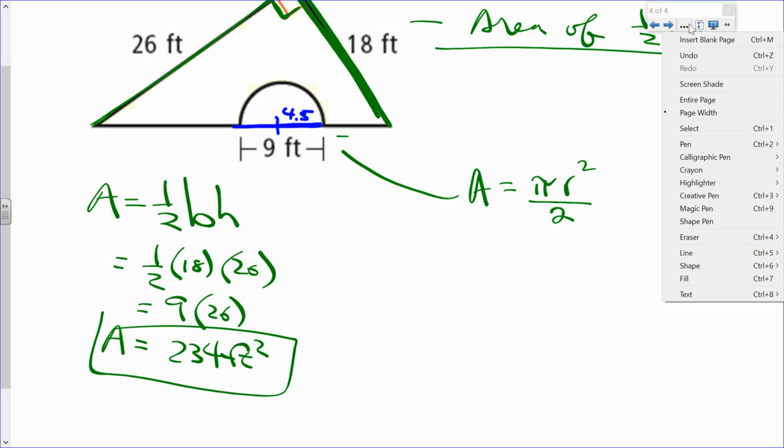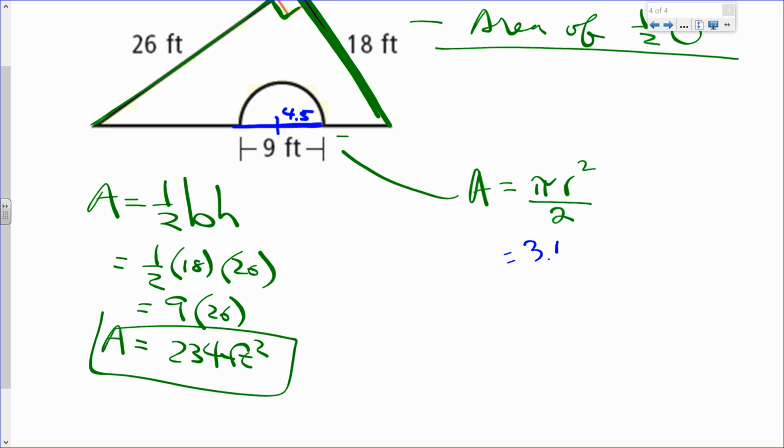Here we go. Stay with me. I've got to go quick. 3.14 times 4.5 squared divided by 2.